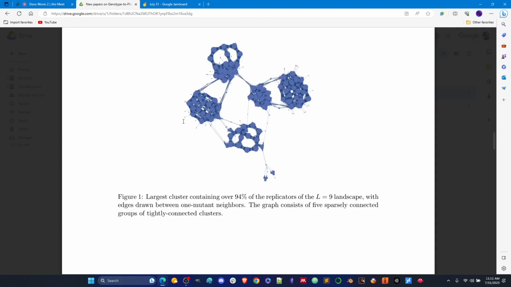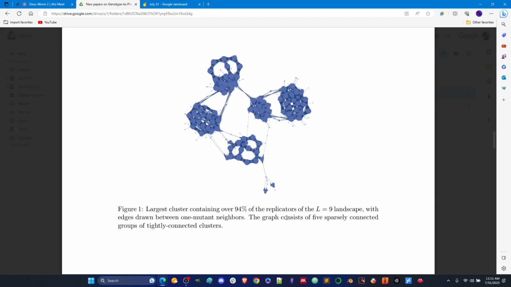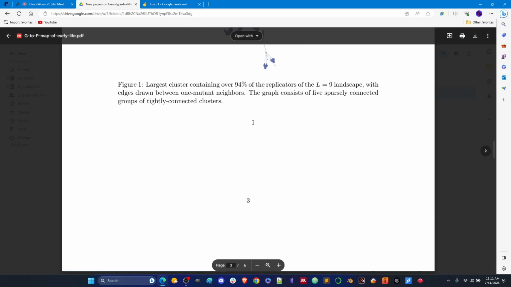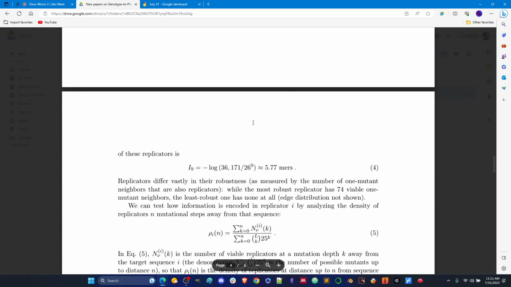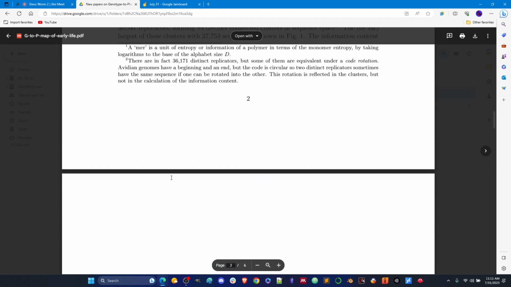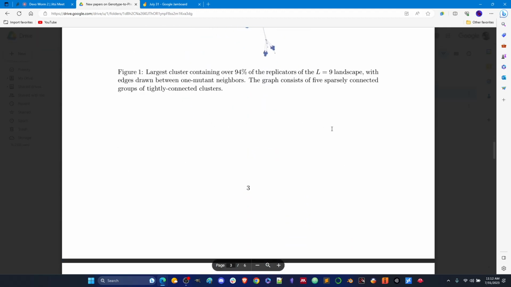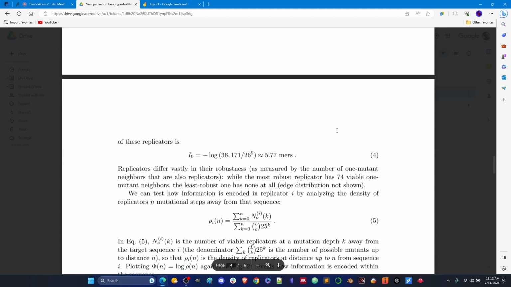So this shows a network of the largest cluster containing over 94% of the replicators for the L equals 9 landscape, with edges drawn between 1 mutant neighbors. This graph consists of 5 sparsely connected groups of tightly connected clusters, as you can see here. And so this is a different calculation. The information content of the replicators is 5.77.